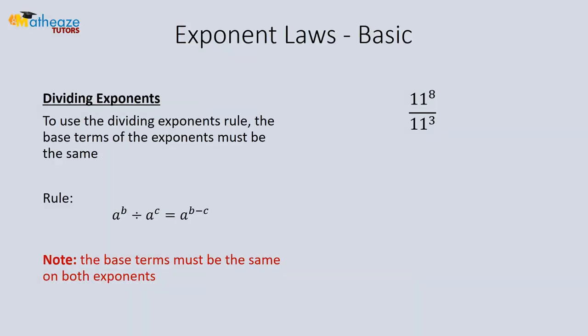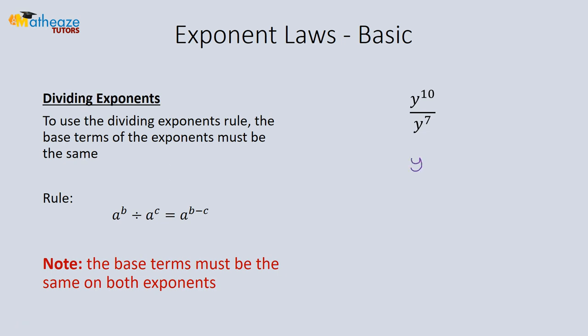Now we look at the division. Same concept. The only difference is that with division you subtract. But pay attention, make sure that the base terms are exactly the same. So in this case, we have 11 as a base term for both terms. So we have 11 to the power of 8 minus 3, which is 11 to the power of 5. So in this case, we have y to the power of 10 minus 7, which is y to the power of 3.